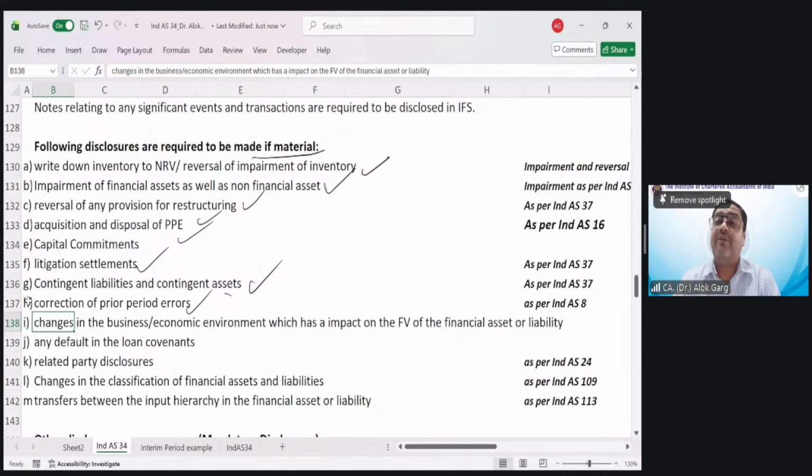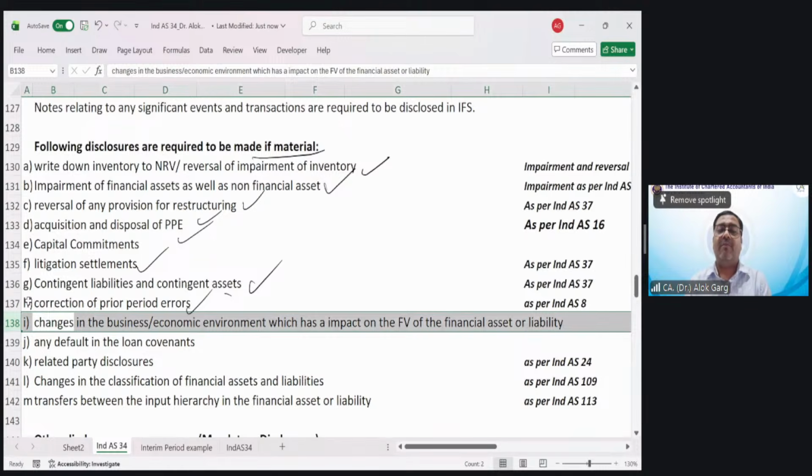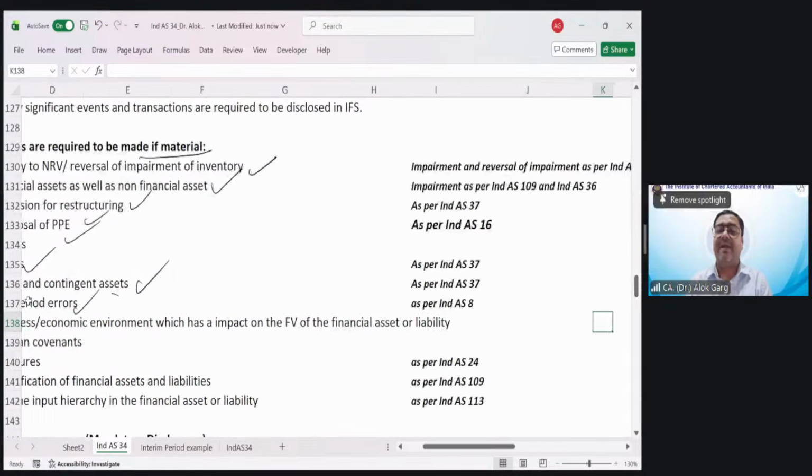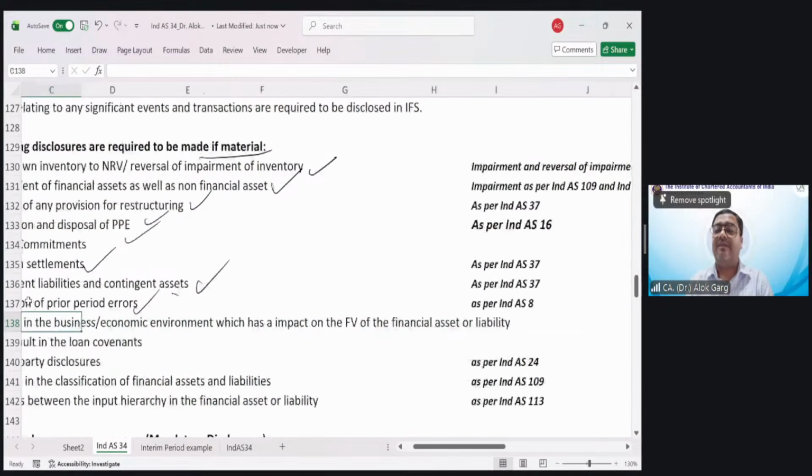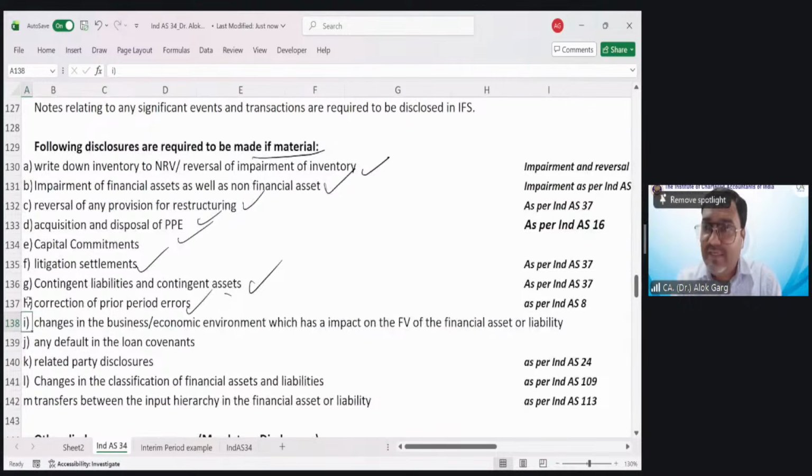Like I told you in Ind AS 1, all those disclosure requirements are there in Ind AS 34 also. Yes, a third balance sheet is required to be given. You are right, Manoj. A third balance sheet is required to be given if required in case of correction of prior period errors. Next, changes in the business or economic environment which have an impact on the fair value of the financial asset or liability.